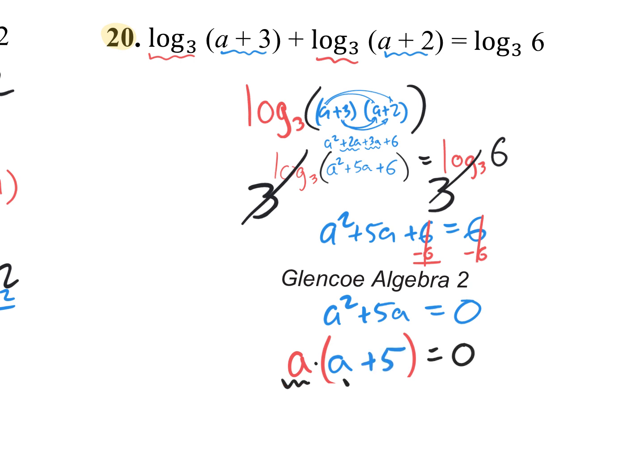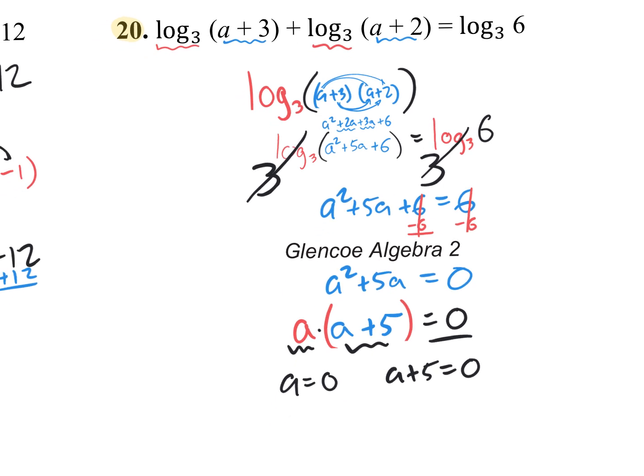Now that you have something times something equals 0, the first something could be 0, and also the second something could be 0. And you solve both, but one of them's already solved for you. A equals 0. The other one, subtract 5, a equals negative 5. There's your other answer. But make sure you double check that you don't end up with negatives on the inside of your logarithms. So plugging in 0, actually, if you end up with a 0 inside your logarithm, it's also incorrect. So plugging in 0, you don't end up with 0, so you're good.